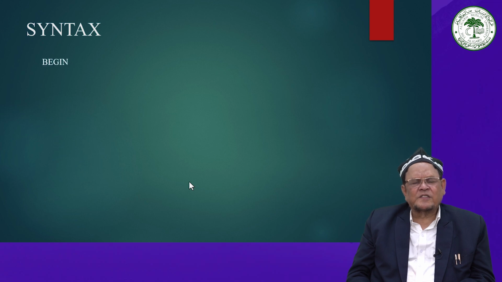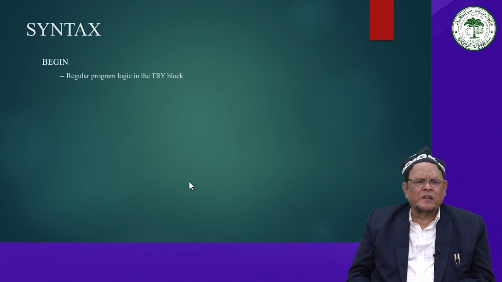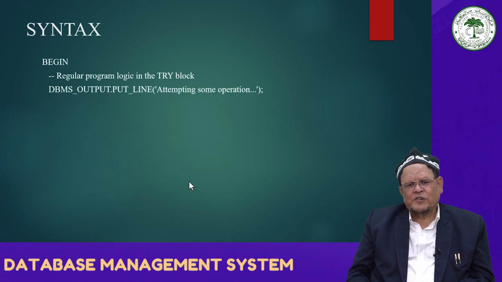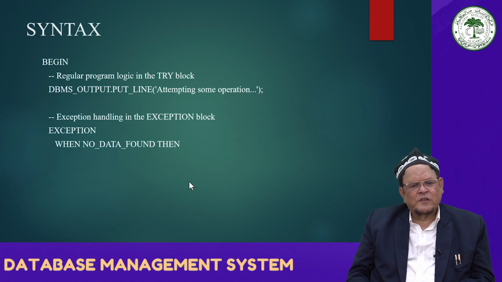The syntax is same as previous. You have to write BEGIN. Then here you can add some comment, regular program logic in the try block. DBMS_OUTPUT.PUT_LINE attempting some error operations within code, and within parentheses you have to write it. Then exception handling in the exception block. You have to write EXCEPTION.